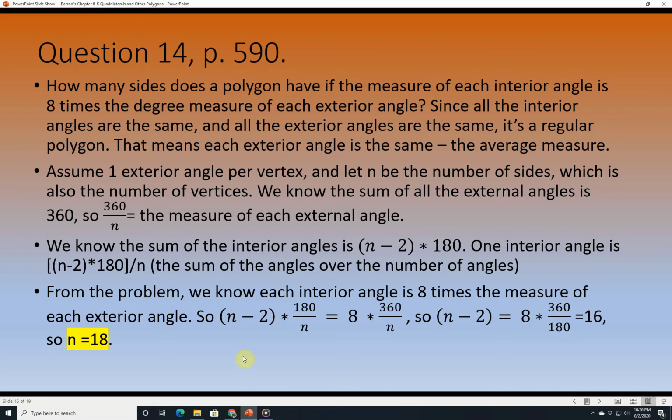Notice we can multiply both sides by n, so that disappears, that disappears. So we just end up with n minus 2 times 180 is equal to 8 times 360, and we're just going to divide by 180. And so then n minus 2 is equal to 8 times 360 over 180, which is of course 2. So 8 times 2 is 16. So then n minus 2 is equal to 16. So then n has to be equal to 18.